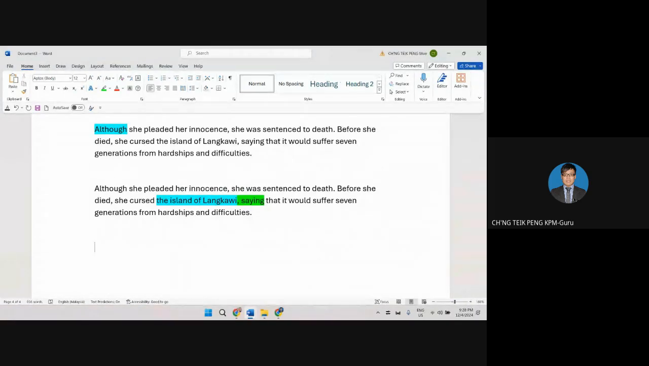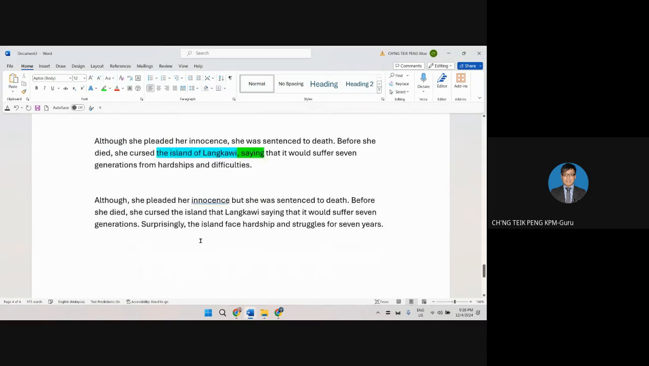Okay, next, 开源的答案啊。Although, comma, no, we don't. This is wrong. Okay. Although we don't put a comma, and then as I have explained, we don't use although and but together. Although she pleaded her innocence, she was sentenced to death. Before she died, she cursed the island that Langkawi. No, she cursed the island. What island? The island of Langkawi, saying that it would suffer 7 generations.